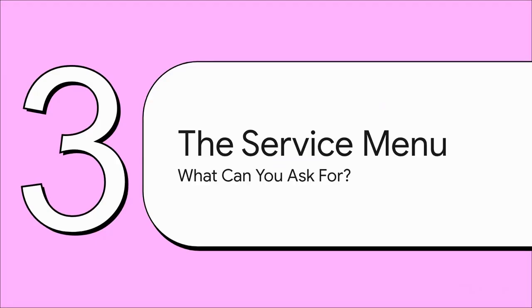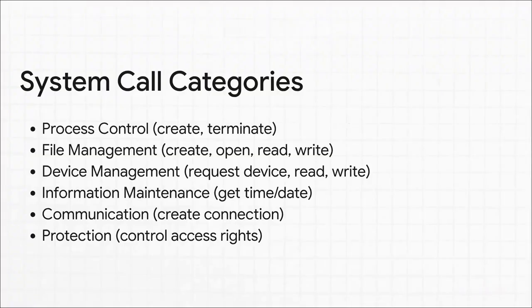So what kinds of things can a program actually ask for? Well, it turns out it's pretty much everything that makes a computer a computer. Let's go ahead and take a look at the menu of options. Now, this isn't just some boring list. This is basically the DNA of everything you do.